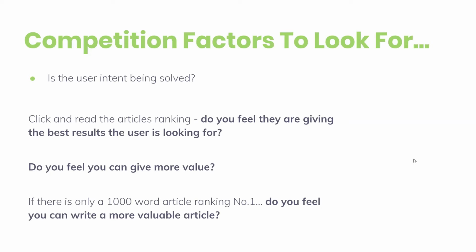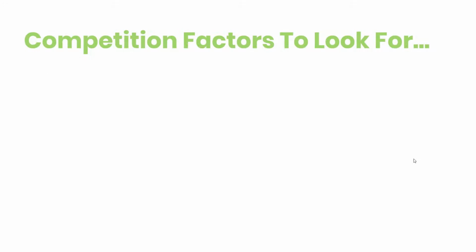So, for example, if there is a 1,000 word article ranking on page 1 at the top, and you think to yourself, my article is 2,500 words long, it's much more valuable, my article is better, then write it and post it. But obviously that is dependent on the first few points. If there are adverts, if there's a featured YouTube video, if there are 5 articles all having the exact same wording that the keyword is, then maybe not. Just leave that one. But the main thing is, is the user intent being solved?